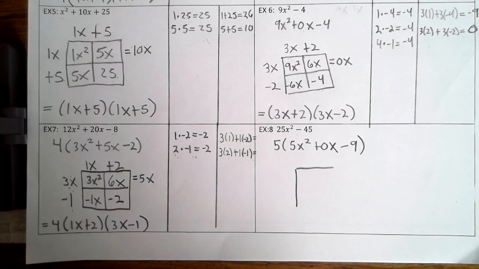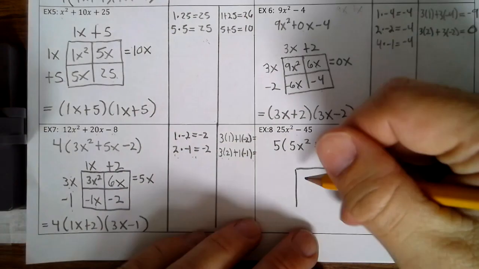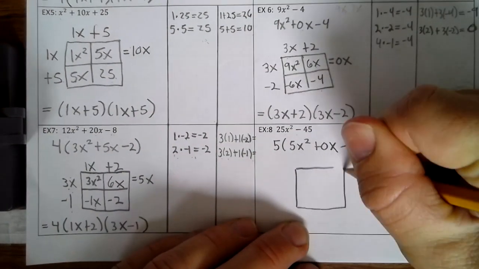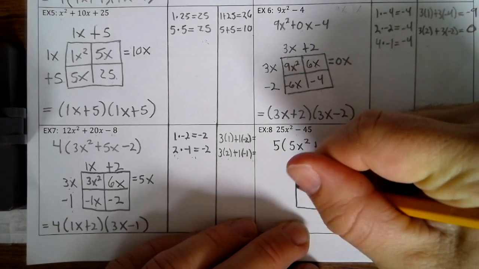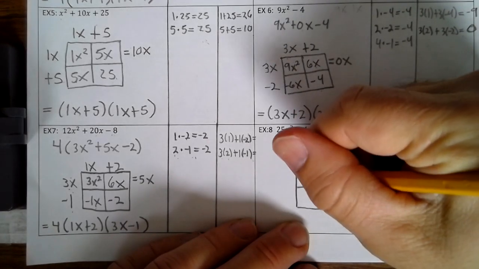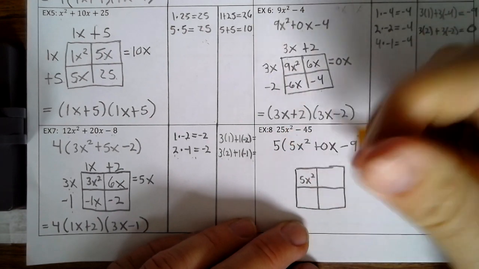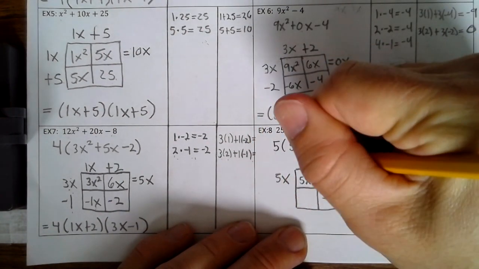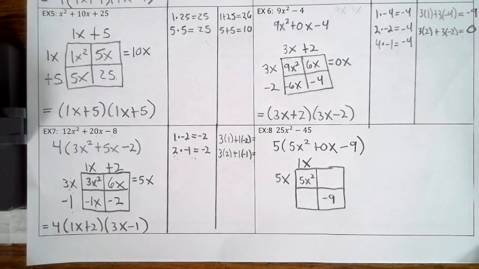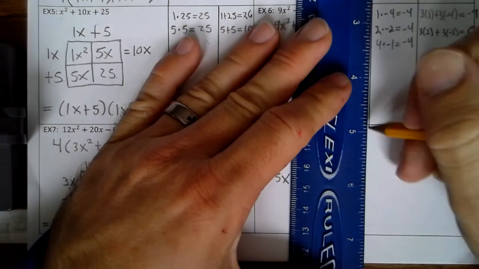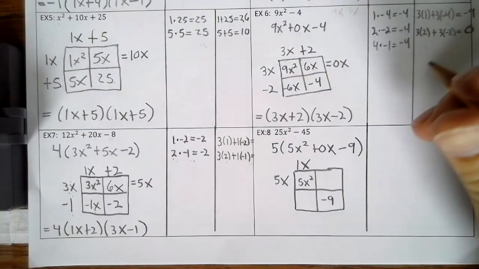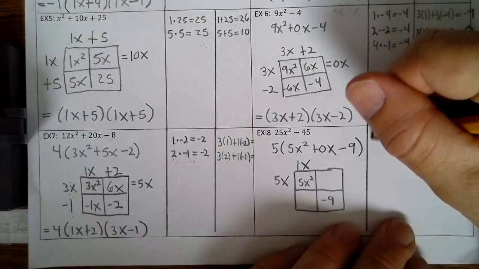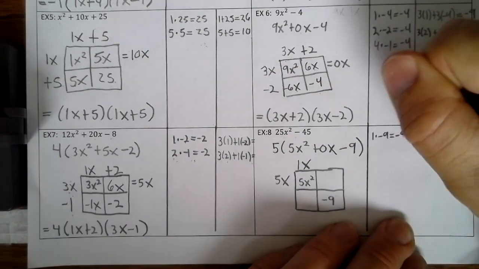Now 5x squared and negative 9. So the only combination is 5x and 1x. So then we need negative 9. So 1 times negative 9 is negative 9. 2 doesn't work. 3 times negative 3 is negative 9. 4 doesn't work. 5, 6, 7, 8. 9 times negative 1 is negative 9.